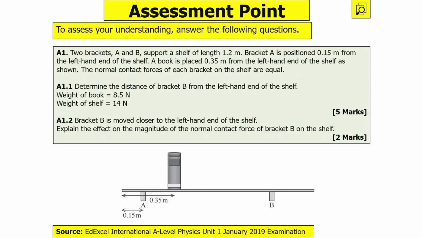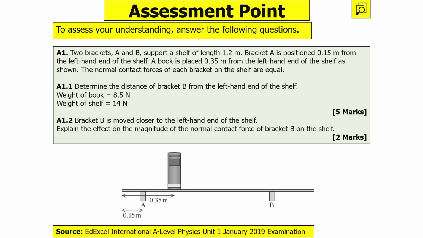Two brackets A and B support a shelf of length 1.2 meters. Bracket A is positioned 0.15 meters from the left-hand end of the shelf. A book is placed 0.35 meters from the left-hand end of the shelf as shown. The normal contact forces of each bracket on the shelf are equal. Determine the distance of bracket B from the left-hand end of the shelf, where the weight of the book is 8.5 newtons and the weight of the shelf is 14 newtons.